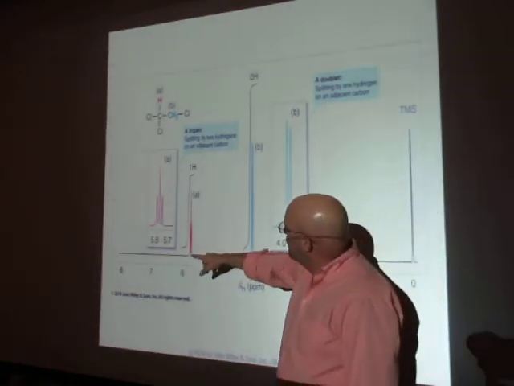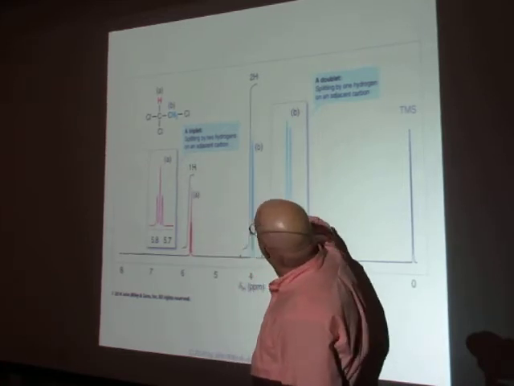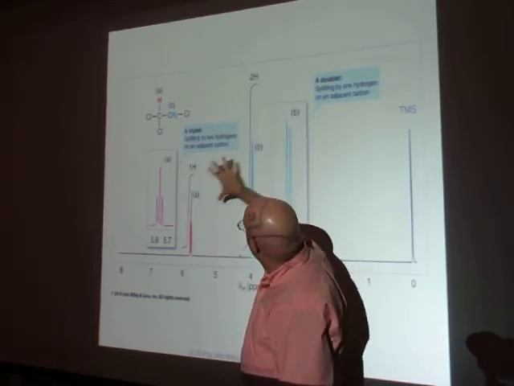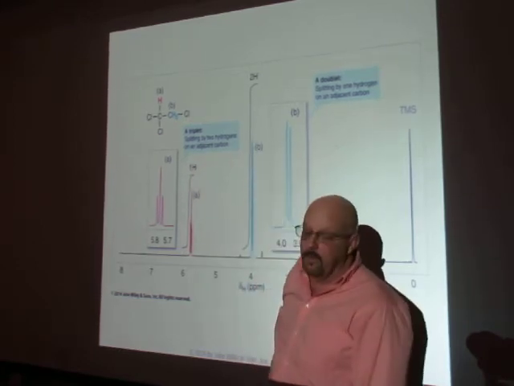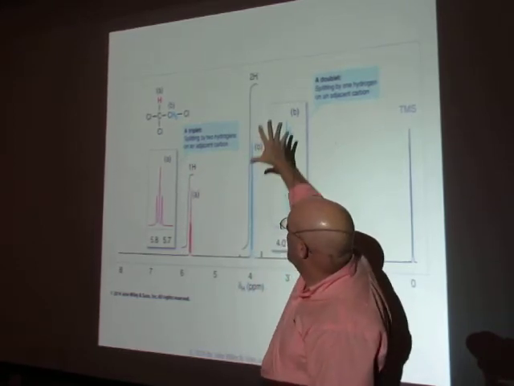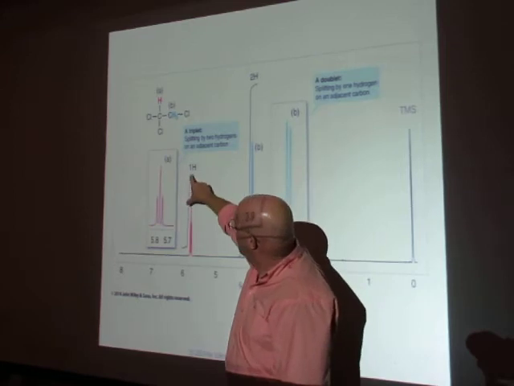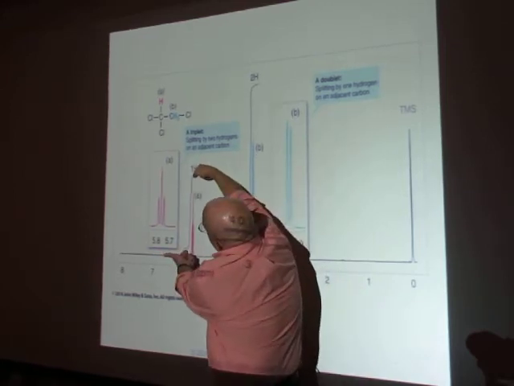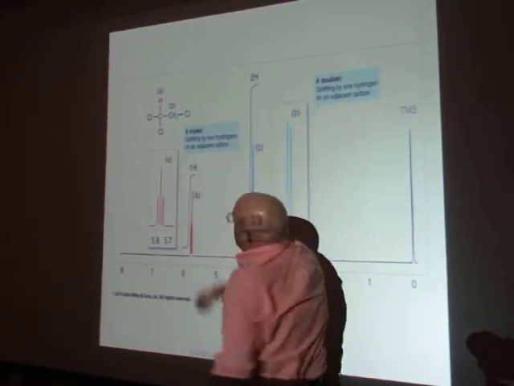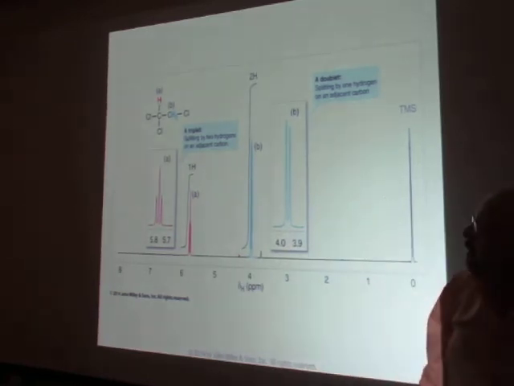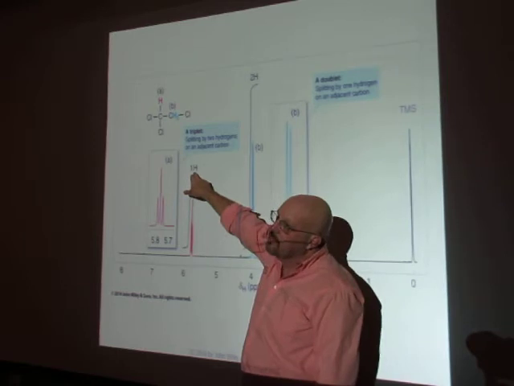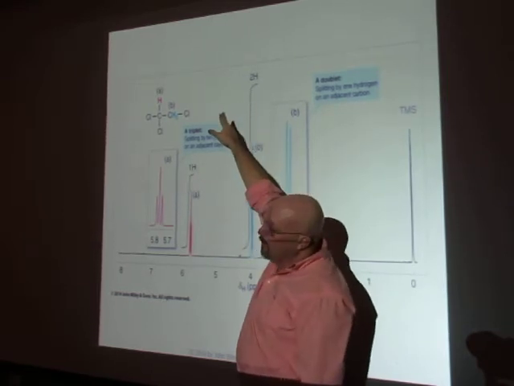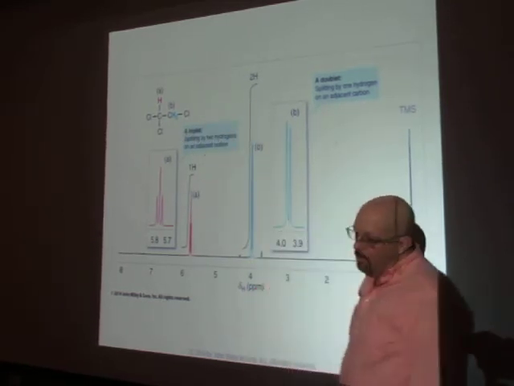Let's look at the integration. You can see the integration here. You can see this is exactly twice the size of that integration line. Integrating from 1 to 2. You can just eyeball that. You don't even have to look at the numbers. You can see that this is twice as big as this one. That matches what we have there. So if you're integrating for 1, more than likely that's a CH group. Integrating for 2, more than likely that's a CH2 group.